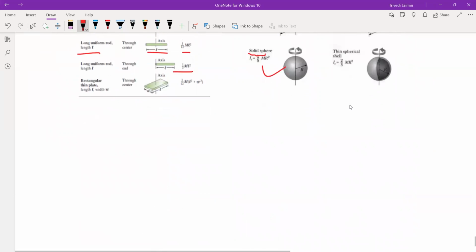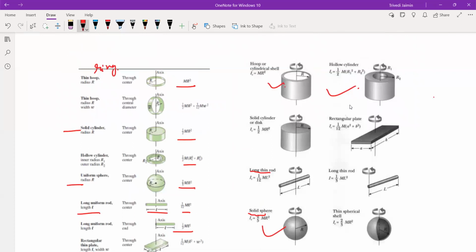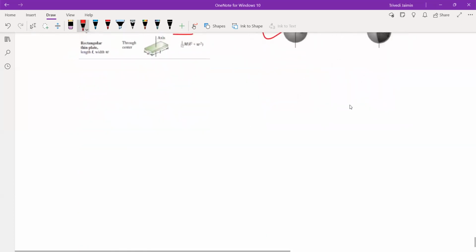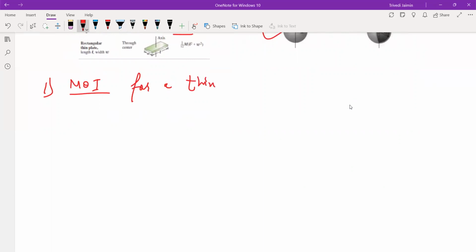Okay, let me show you one or two, then we can go to the next part. The remaining ones are the same, we just have to derive them the same way. So if I show you the first one, what was the first one? Thin ring. Moment of inertia for a thin ring. If you don't understand anything, you just ask me right there, okay?